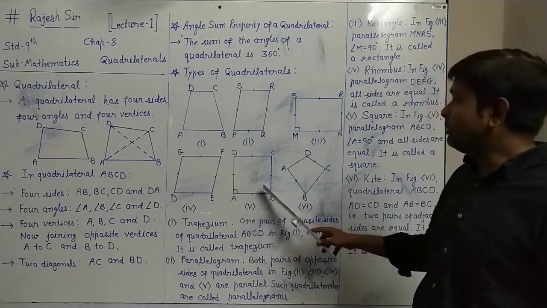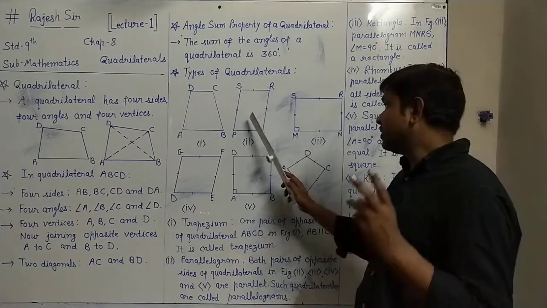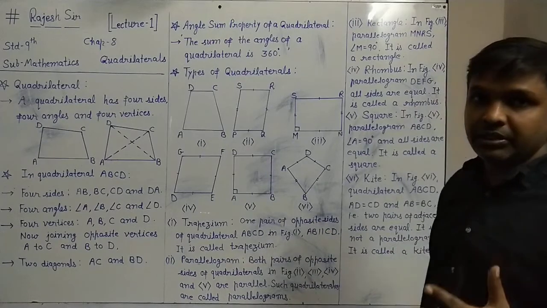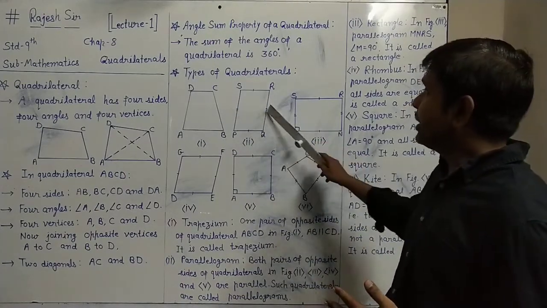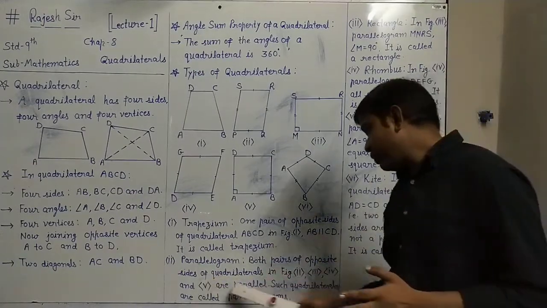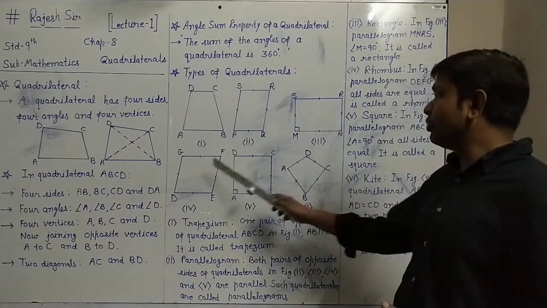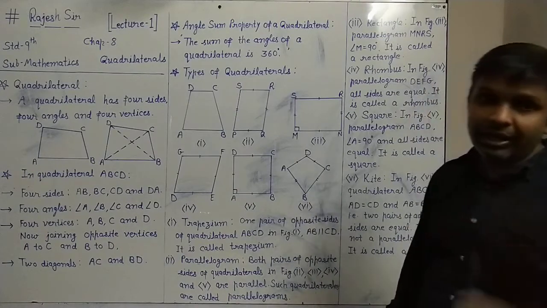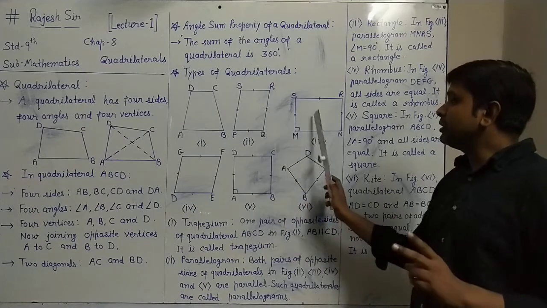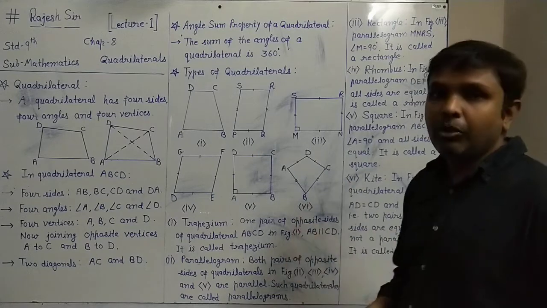In fifth, AB parallel DC and BA parallel CB. So in all these figures, figure number 2, 3, 4 and 5, both pairs of opposite sides of the quadrilateral are parallel. Such quadrilaterals, all these four types, are called parallelograms. So all these four are parallelograms, because both pairs of opposite sides are parallel.